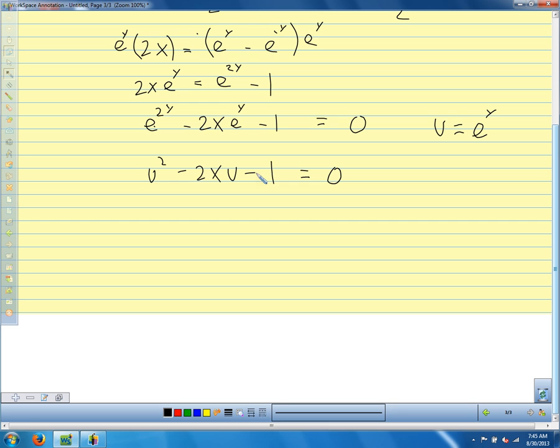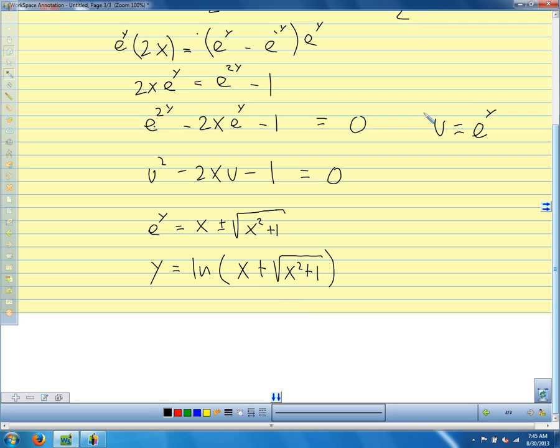I get that e to the y equals x plus or minus the square root of x squared plus 1. And then finally we can take the natural log of both sides, and we get that y equals the natural log of x plus the square root of x squared plus 1, and we use the plus so that we're observing the domain restrictions of the natural log function. We have to have a positive argument for the natural log.